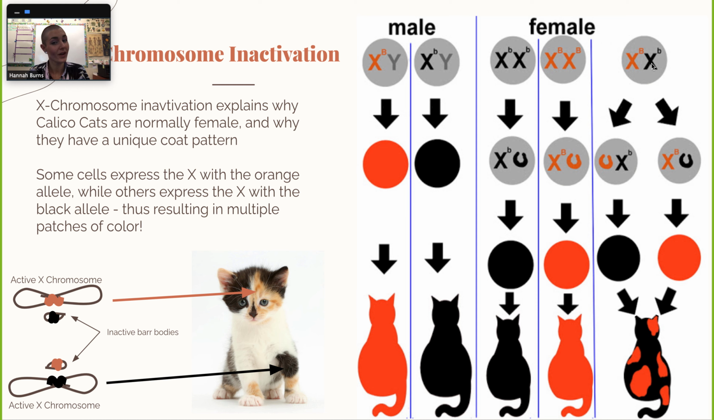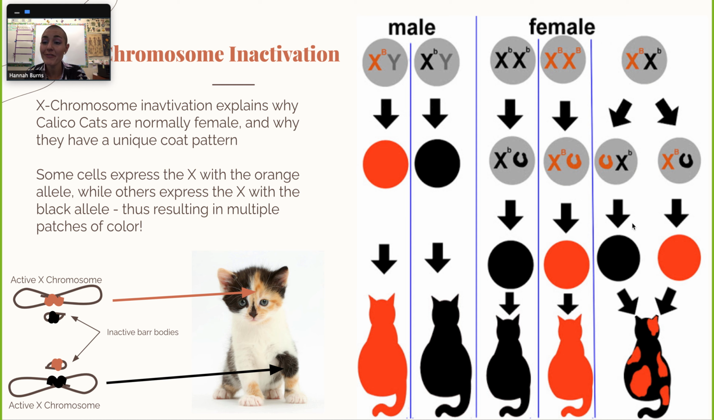But then in this one, one allele is for orange fur, the other allele is for black fur. So when they go through the inactivation, when one's turned into a bar body and the other one is physically expressed, in this random inactivation, the orange allele was inactivated, so the black is expressed. But in this cell, the orange is kept active while the black is inactivated.